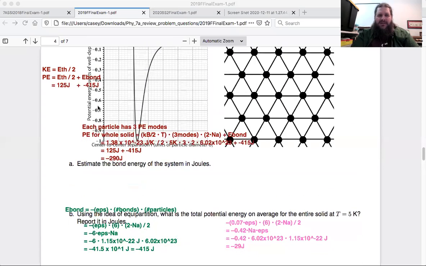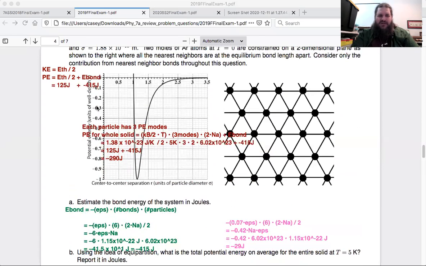In fact, you can even see that on the Lennard-Jones potential energy graph. The negative 415 joules is basically the bottom of the graph added up for all the bonds. The plus 125 joules represents that the bonds aren't all at that lowest value. Rather, the atoms are vibrating a little bit, so we've got a little bit higher instead of at the very bottom.